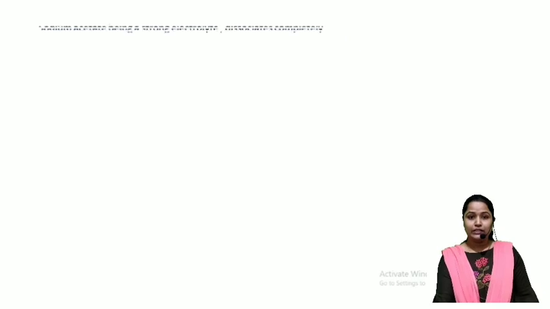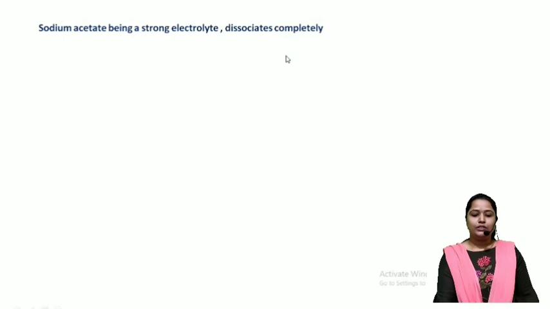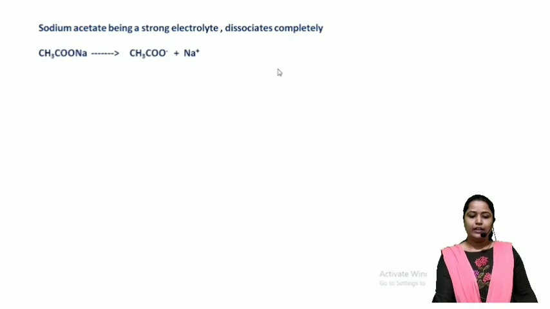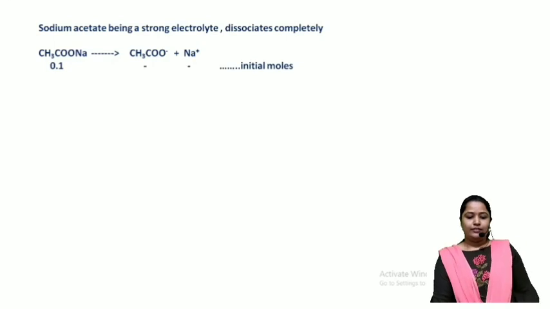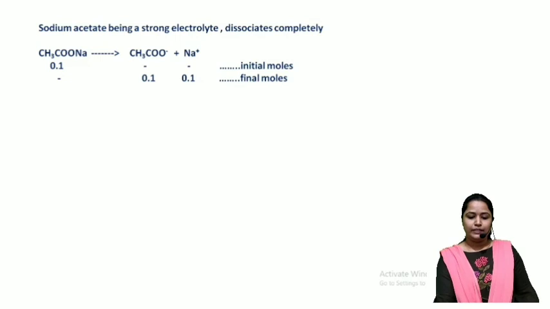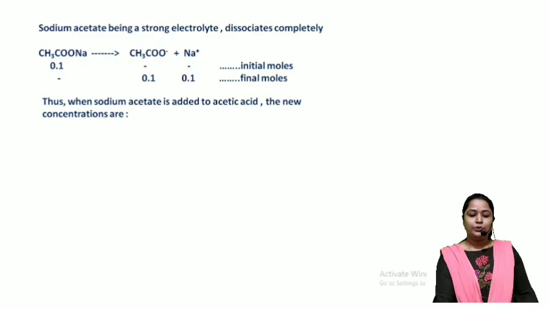We know that sodium acetate is a strong electrolyte, therefore it dissociates completely to produce acetate and Na plus ions. Again, if we apply the law of mass action, we will write the initial and final moles. Initially 0.1 molar sodium acetate is present, and after complete dissociation there is 0.1 molar acetate ion and 0.1 molar Na plus ions present in the solution. Hence, due to the addition of sodium acetate, there is an increase in the concentration of acetate ion.